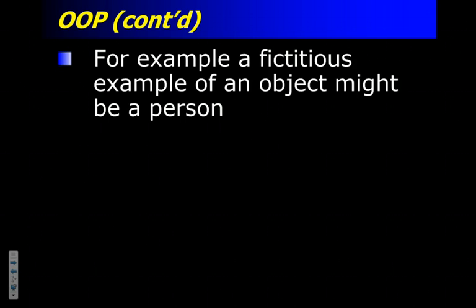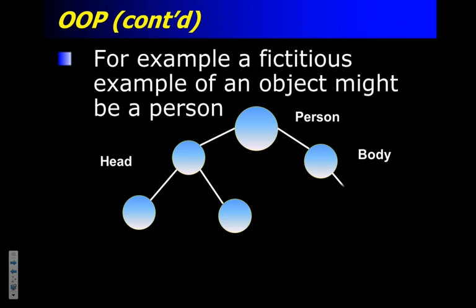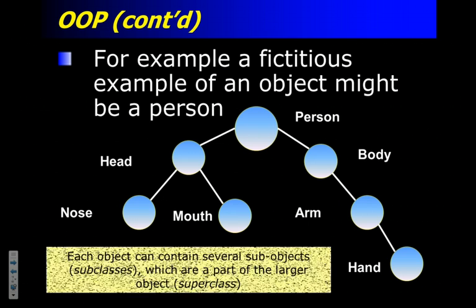So for example, if you think of a person as an object, that person can be made up of sub-objects. So a person can have a head, a person can have a body. The head can have sub-objects, right? Like a nose and a mouth. And the body can have an arm, and an arm can have a hand. So all these objects are interrelated to one another.